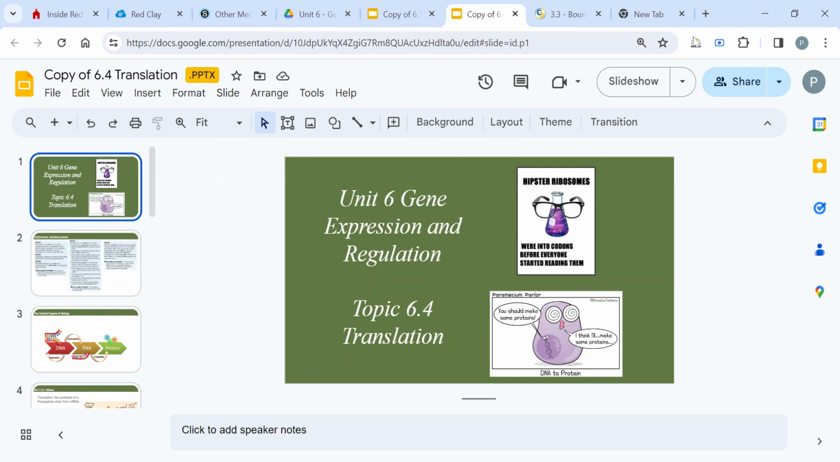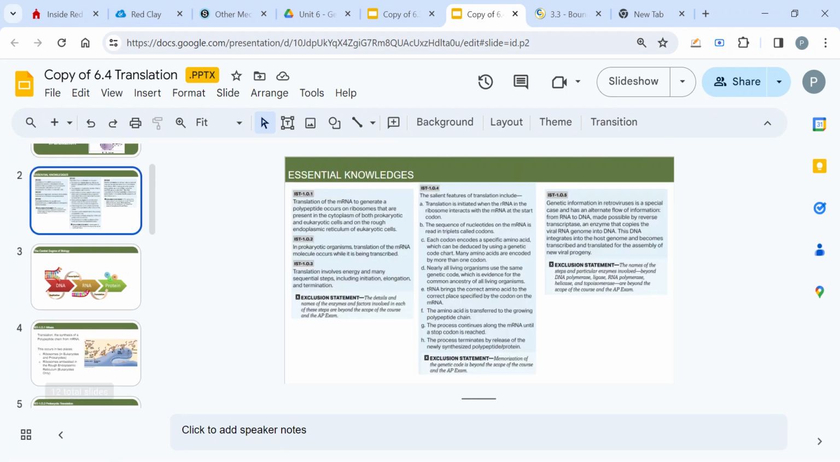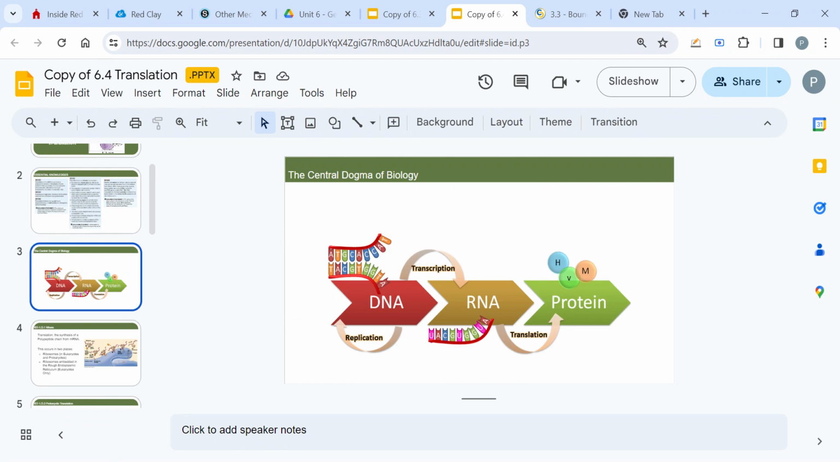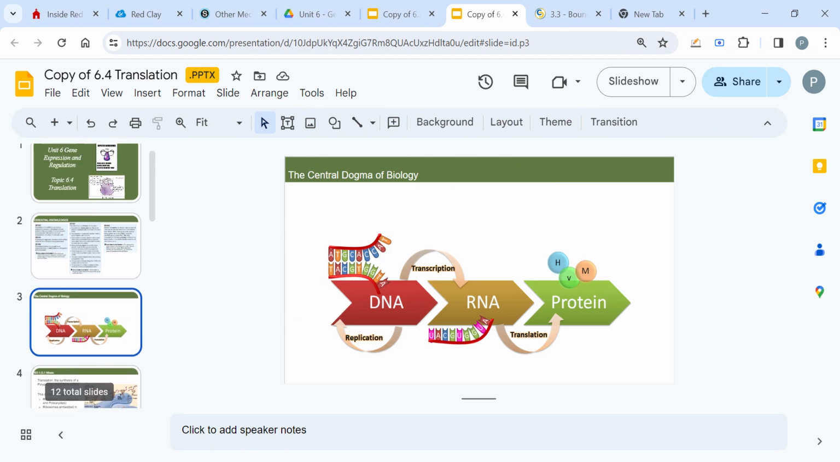Translation. All right, if you need to take a pause, take a pause. But we are getting right into this. All right, so translation. We have now made my mRNA sequence. I have now edited it. I have done everything I need to do. So how is it that I actually make the protein? I'm not going to go into this. We already showed you this.